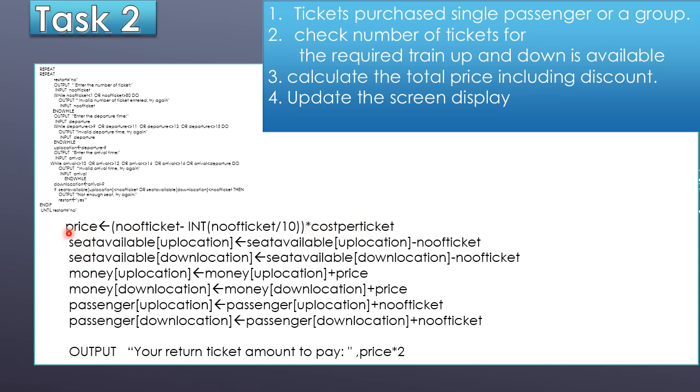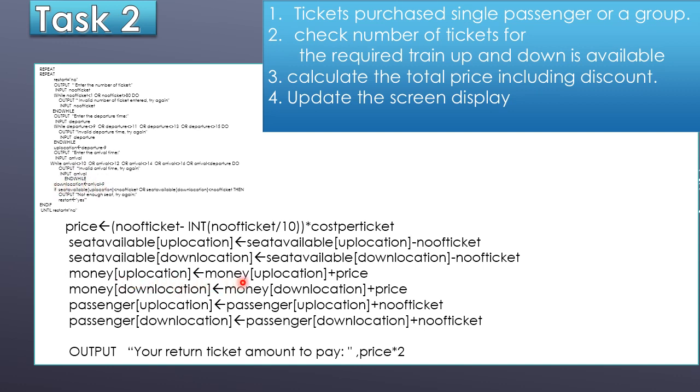After that, we are going to update the seat availability or seat location. For the tickets sold, we again subtract the number of tickets they entered from the existing seat availability. So the seat availability of up tickets will be updated, as well as the seat availability of down tickets, by subtracting the number of tickets. So two locations are updated, up and down ticket seat availability, as well as the money for the up train is updated.